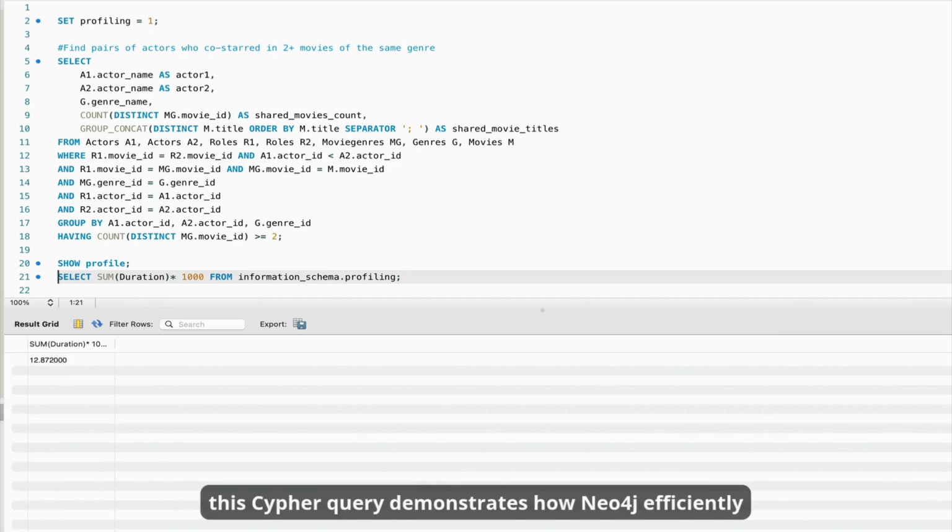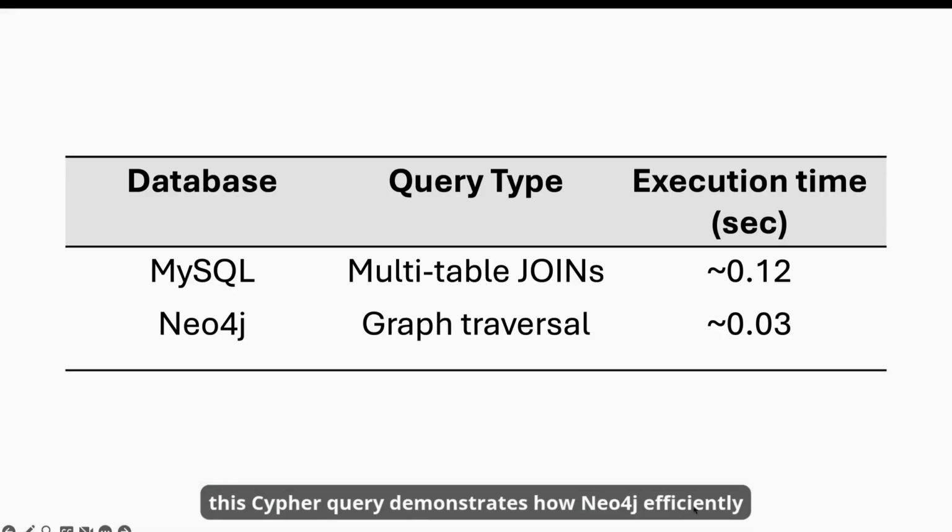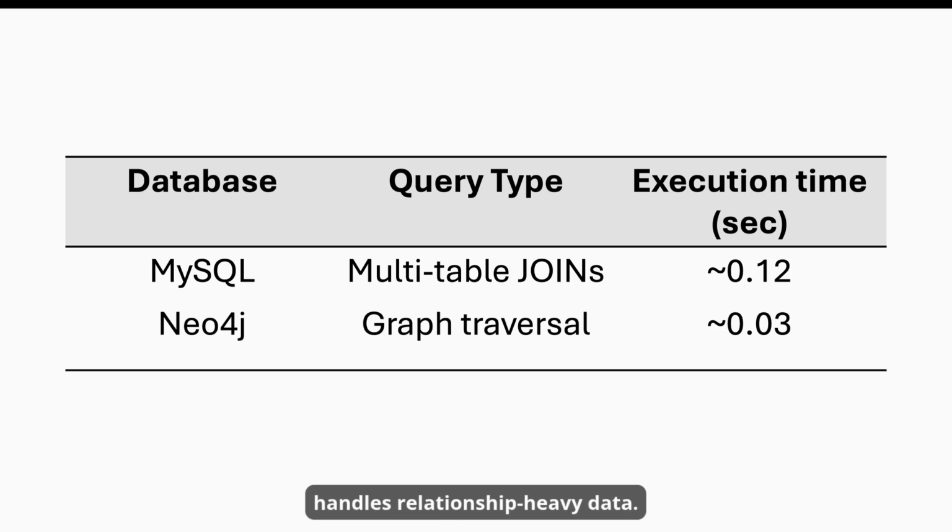In summary, this Cypher query demonstrates how Neo4j efficiently handles relationship-heavy data. With just a few lines of Cypher, we were able to explore actor collaborations across genres, something that would require complex joins in MySQL. This showcases Neo4j's biggest strength: fast, intuitive graph traversal.